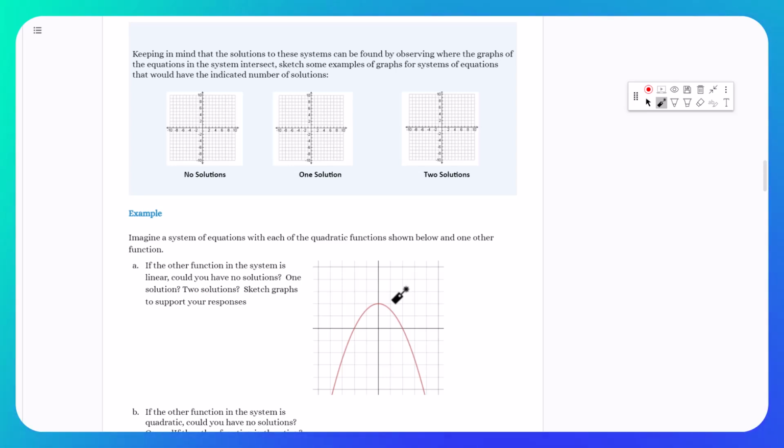Now, keeping in mind that the solutions of these systems can be found by observing where the graphs of the equations in the system intersect, I want you to think about what this means. Sketch some examples of graphs for systems of equations that would have the indicated number of solutions. So 2 graphs that would have no solutions, 2 graphs that would have 1 solution, and 2 graphs that would have 2 solutions, keeping in mind that the intersection is considered a solution. Come back and see how you do.